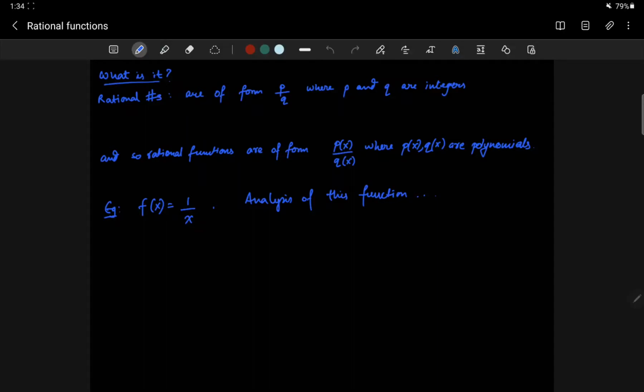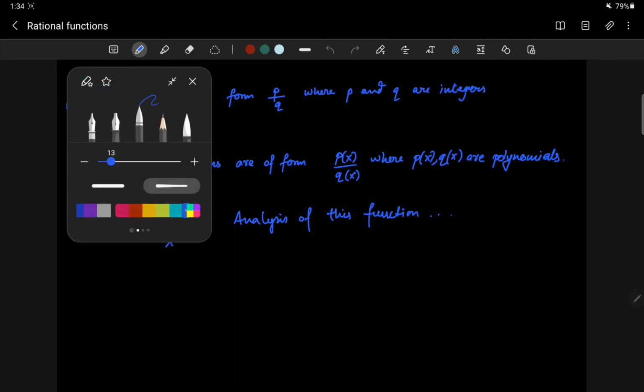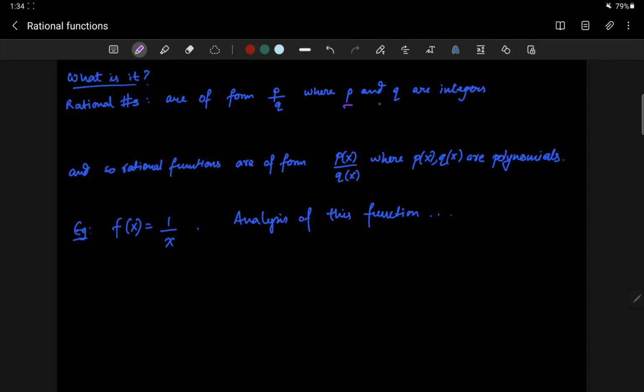Everyone, we will be looking at a class of functions called rational functions in this video. So we take the inspiration from rational numbers, which are numbers of the form p over q, where p and q are integers, right? So for example, you could have negative 1/7, you could have 8/9, you could have 3/4, you could have 1/2, but these are all ratios of integers. That's the definition of rational numbers.